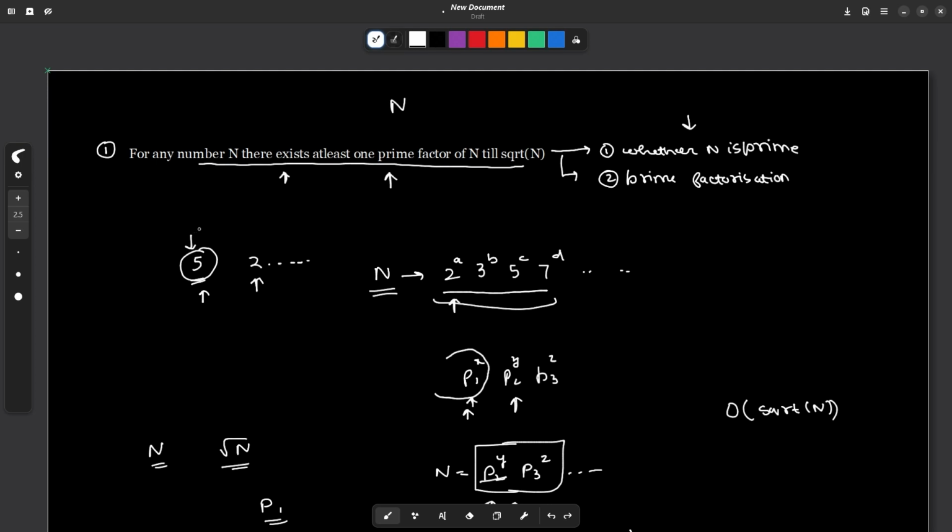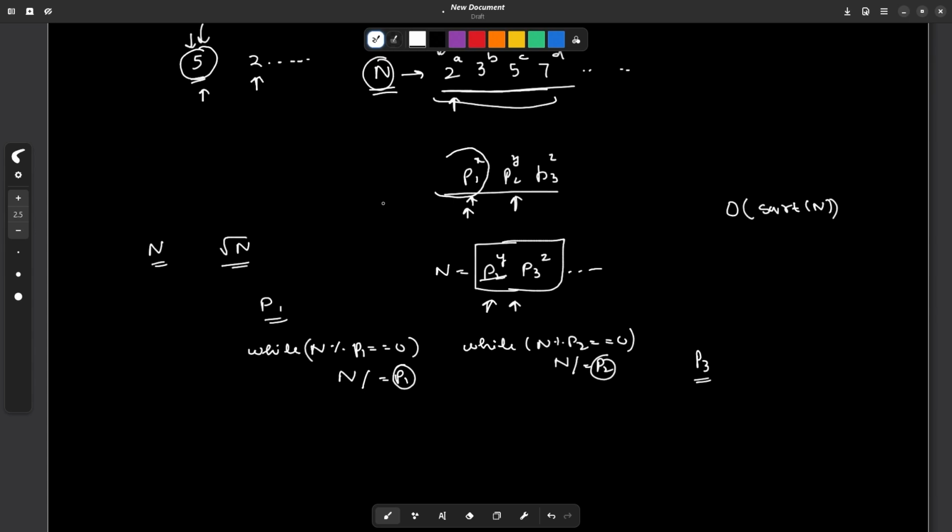For example, as we have seen in the case of 5. So this statement is true for any non-prime number or a composite number, right? Now, if we try to do prime factorization of any number, we know that every number n can be represented as a multiple of several prime numbers raised to their respective powers, right? So I wrote it in this form, but you can also write it in a more general form like this: p1 raised to power x, p2 raised to power y, p3 raised to power z, and so on, right?